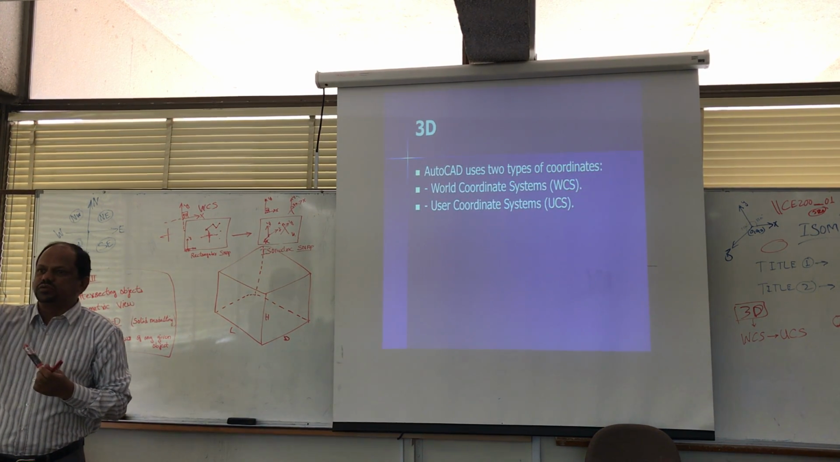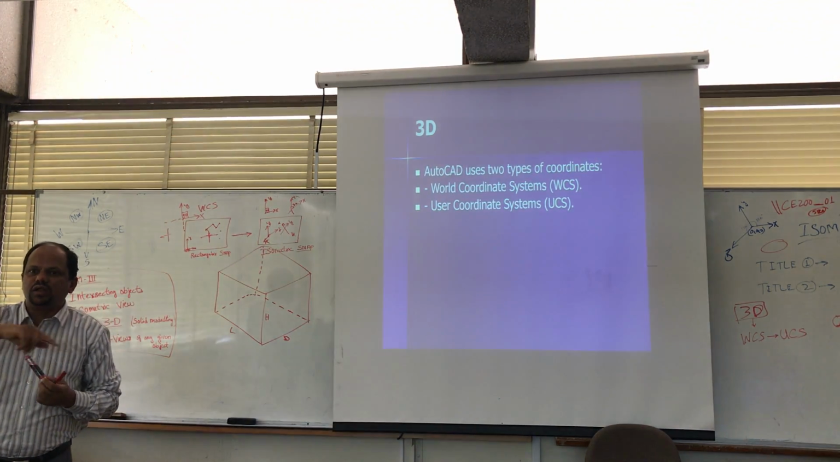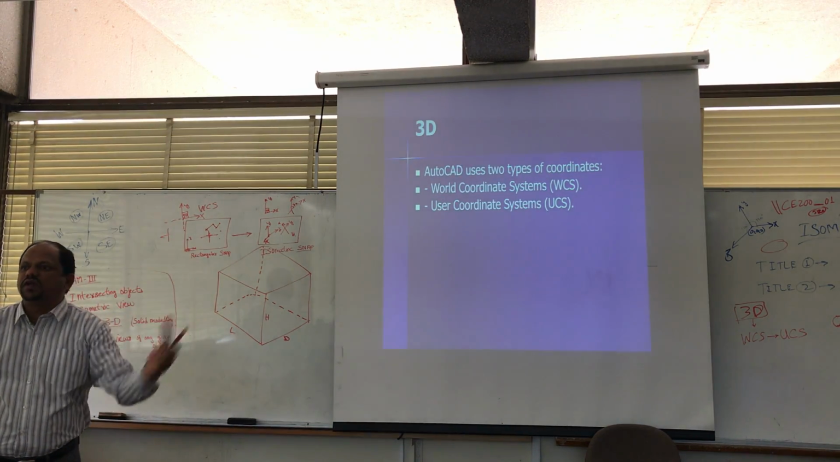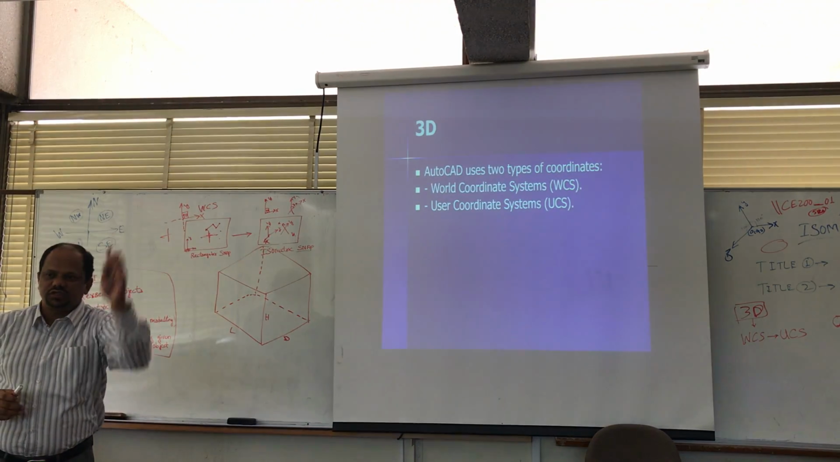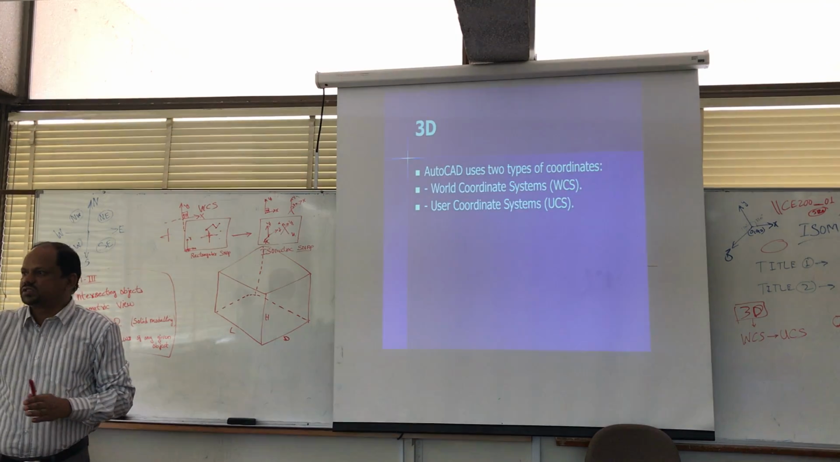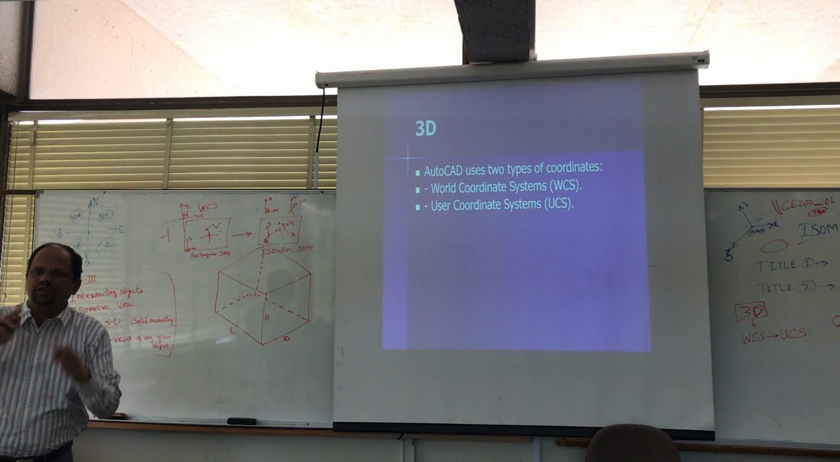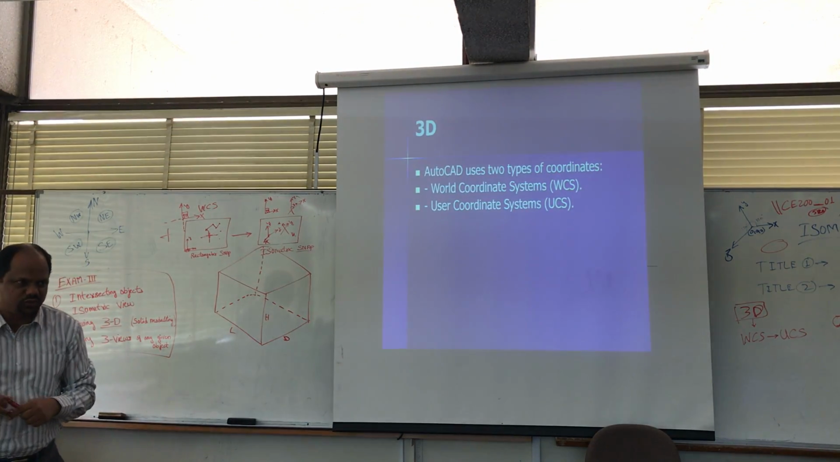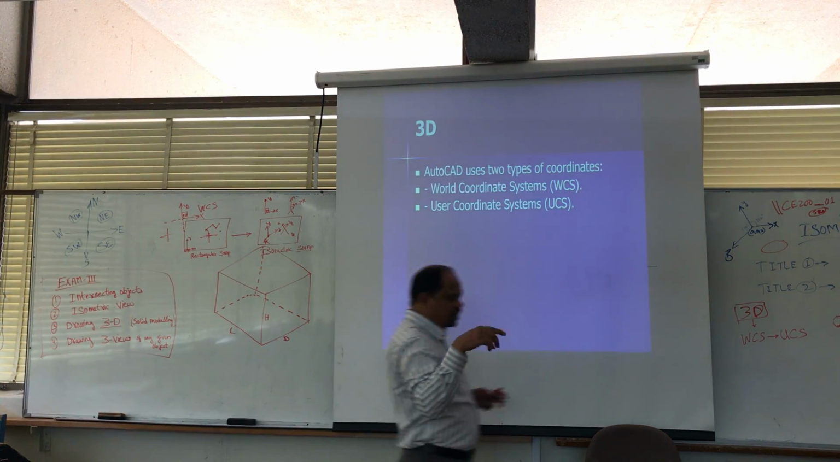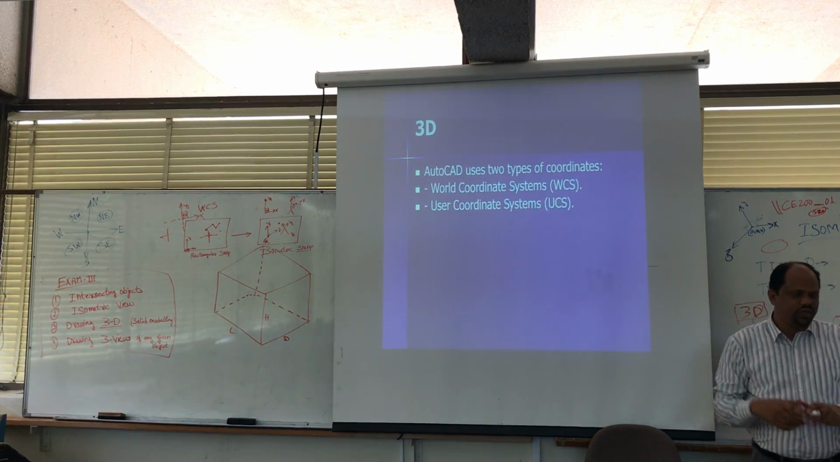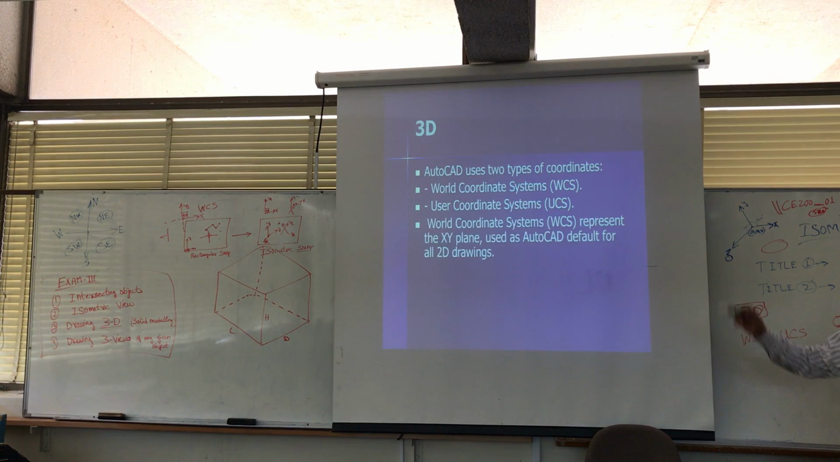You can define your own x, y, z. That is called user. You are the user. So you are allowed to create your own working plane. I want this side x, this side z, any direction you give, it will align x, y, z with respect to that. That is user coordinate system. It will help you now when doing 3D. So let's keep that in mind.